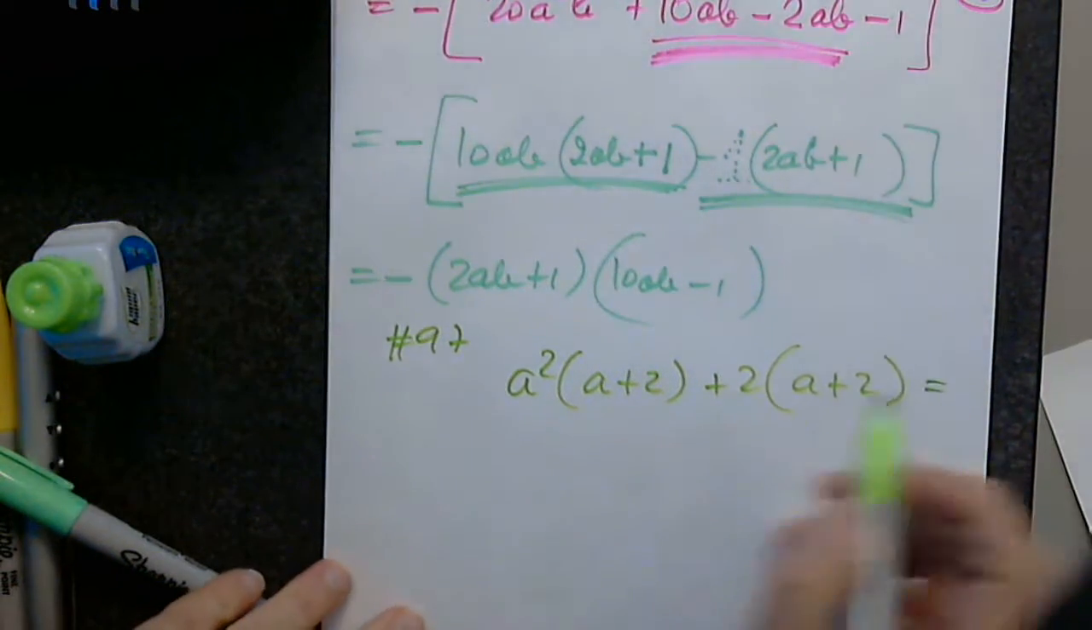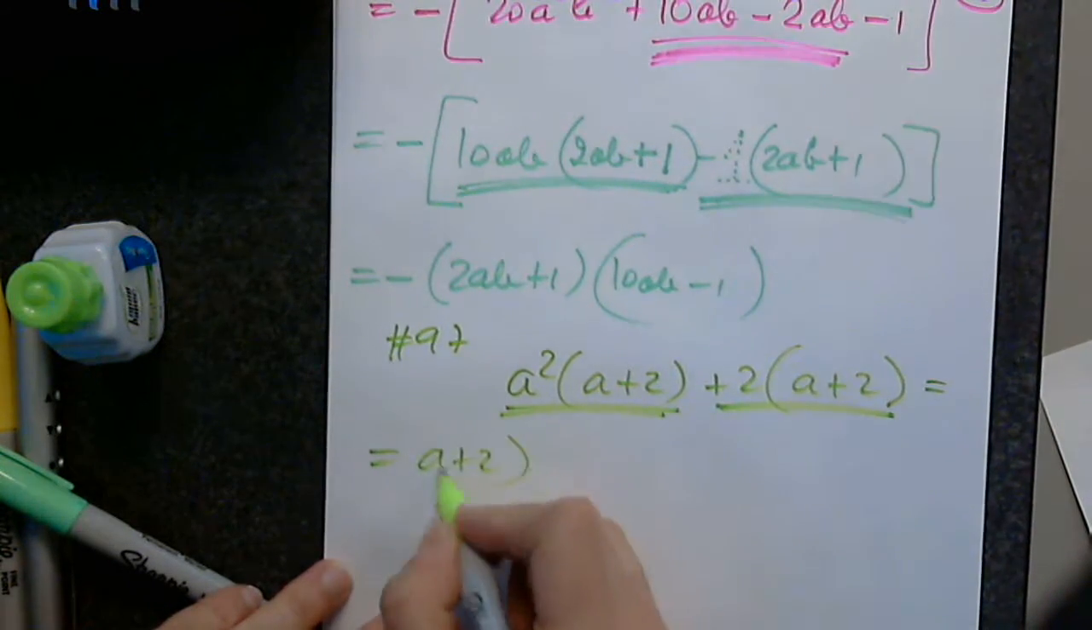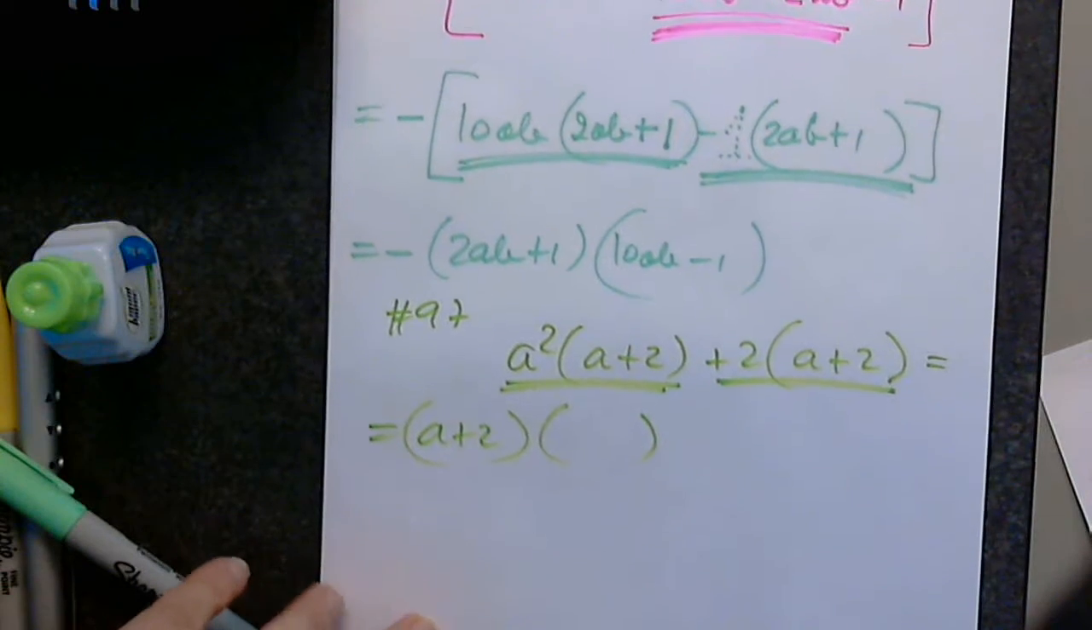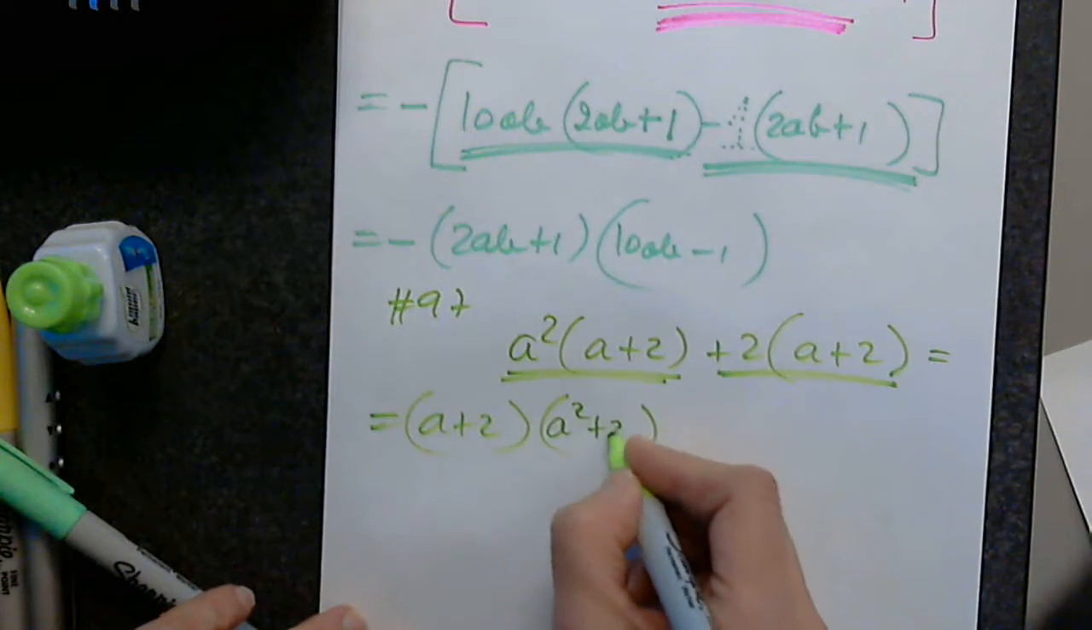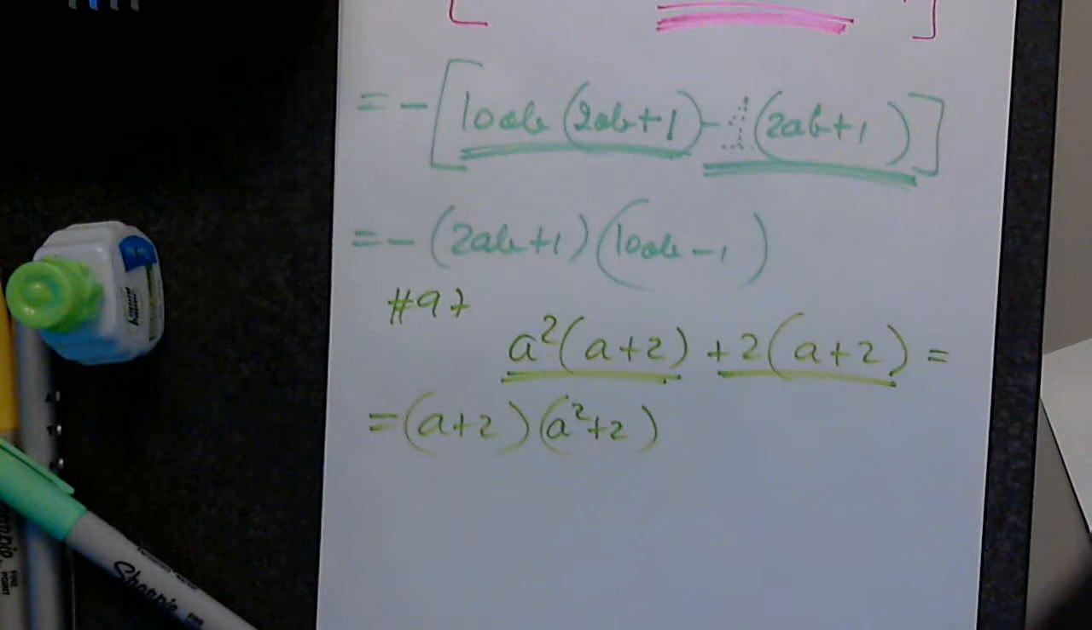What is the common factor? A plus 2. Yes. A plus 2 is the common factor, and what is left? A squared plus 2. That's it. There's nothing else. We can't do anything else. For some reason, I thought it was more complex than that. I didn't think it was that easy. Yeah, that's all it is. Okay. That one's pretty much already solved.